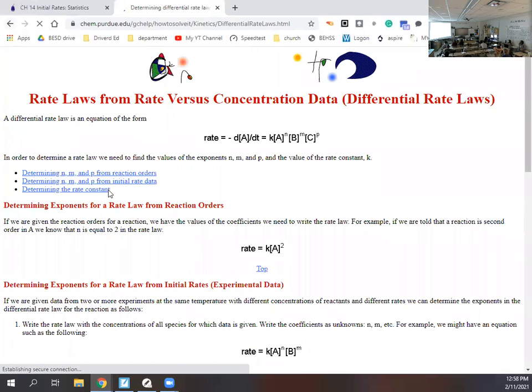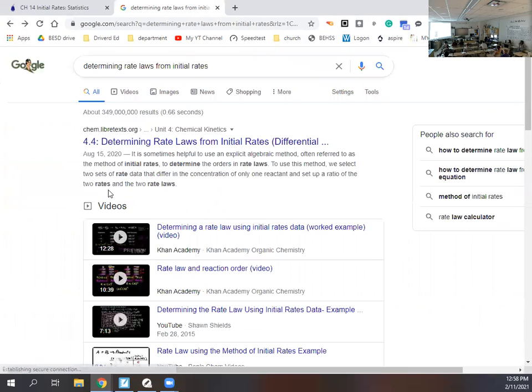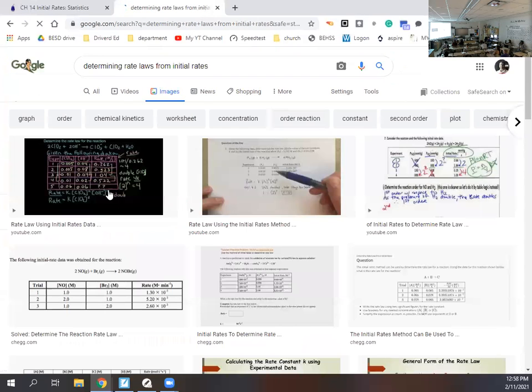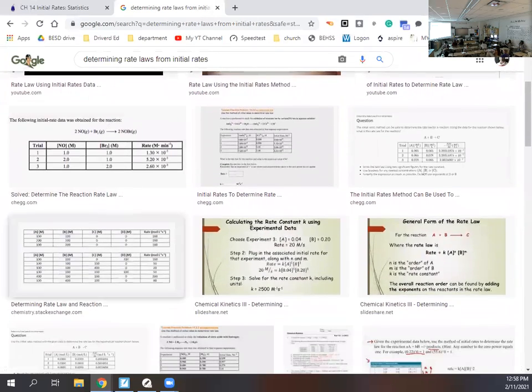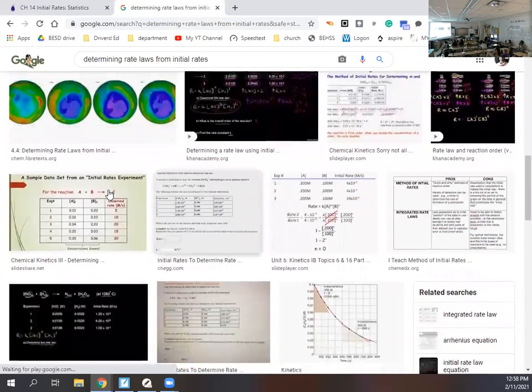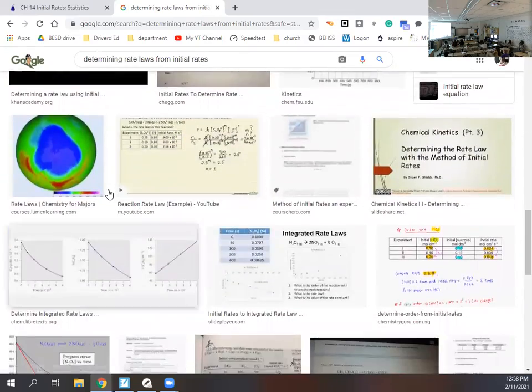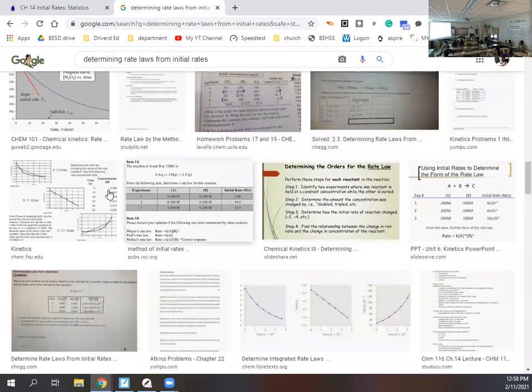Where did they get the n and the m? Those are the coefficients of a balanced chemical equation. All right, so determining rate laws from initial rates. If you go to images, you can see table after table. You can get as much practice as you want. Some are hard, some are easy. So you could get endless amounts of practice.